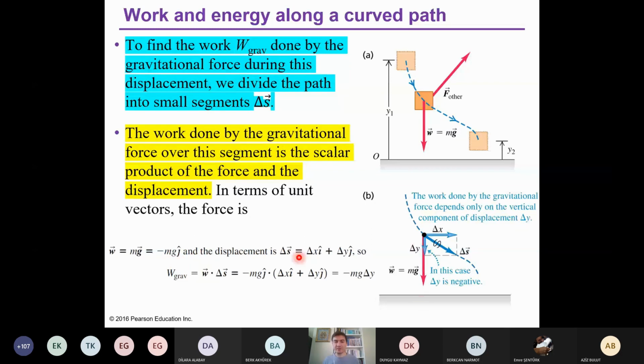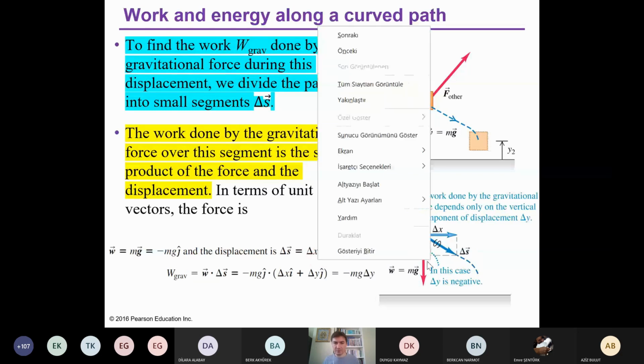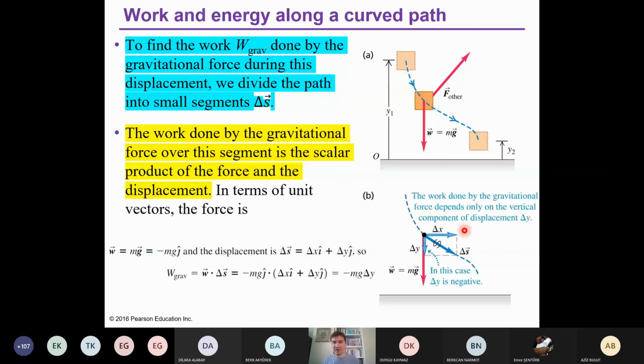And what about the displacement? The displacement vector delta s can be written as delta x times i, the x component of the vector, plus delta y times j, the y component of the vector. The gravitational work done on the box is given by weight times delta s. This is the scalar product, okay? Then it is given by minus mg j dotted with delta s. Since this is the scalar product, or dot product, j dot i will give us 0, and j dot j will give us this result, minus mg delta y.